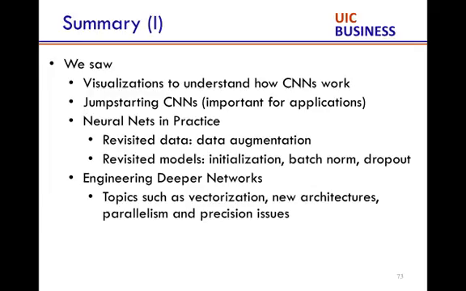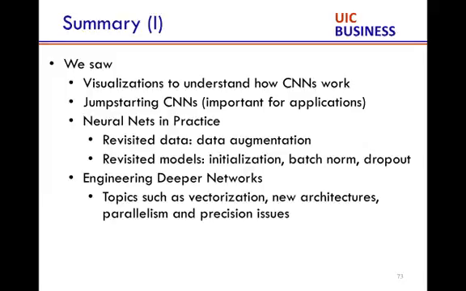Okay, so in summary, we looked at visualizations to understand how CNNs work. That was in the last class. We tried to change the objectives and saw a couple of threads, that was neural style transfer and deep dream. And then we saw how you can get started using a deep learning stack for your application when you have a small data set. We also looked at neural nets in practice, especially the practice of data augmentation that people do for vision, and also the impact of initialization, batch norm, and dropout. These are a couple of new techniques which you can use for training deeper networks. And then we just touched topics such as vectorization, architecture changes in the newer generation networks, use of parallelism, and use of precision to train faster.